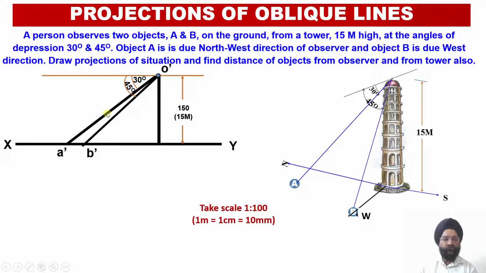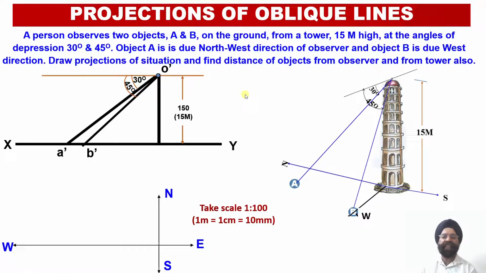Having drawn the projectors in the front view, now we are going to proceed with the construction of these projections in the top view. So we know two things over here. First, object B is located in the west direction, right? Here we have taken directions north, south, east and west. So object B is located in the west direction, whereas object A is located in the northwest direction. Northwest direction means at an angle of 45 degrees over here.